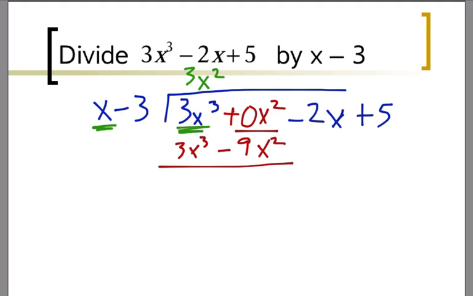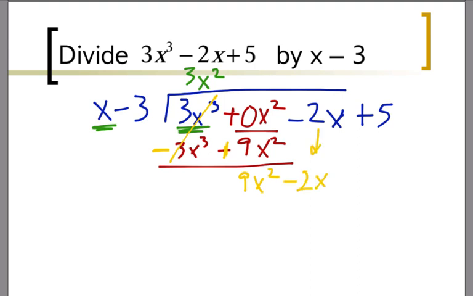And now you can see why it's important that after I change the signs here, I had a placeholder right here at the 0x squared, because now I actually will add that instead of adding it with the 2x. So these 3x to the thirds cancel, and then a 0 plus a 9 is just 9x squared. And then I bring down my negative 2x.